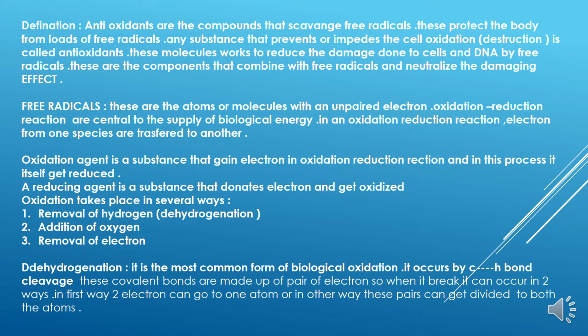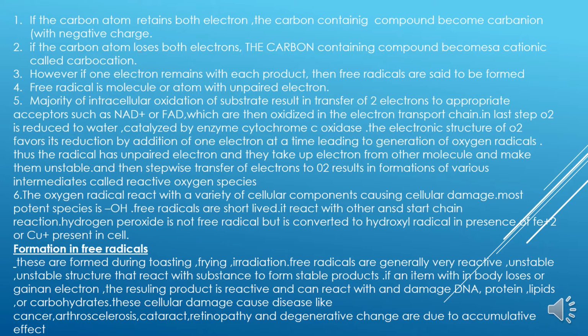So when it breaks, it occurs in two ways. In the first way, both electrons can go to one atom, and in the other way, the pair can get divided between both. If the carbon atom retains both the electrons, the carbon containing compound becomes a carbanion with negative charge. If the carbon atom loses both the electrons, the carbon containing compound becomes a cation with a positive charge. However, if one electron remains with each product, then a free radical is said to be formed. A free radical is a molecule or atom with an unpaired electron.